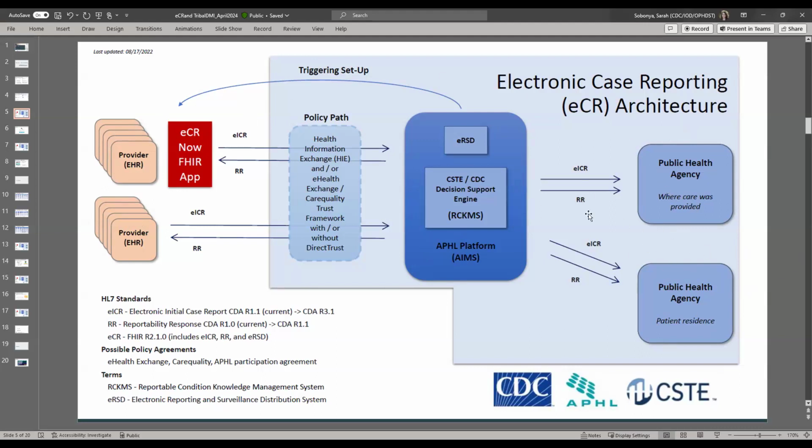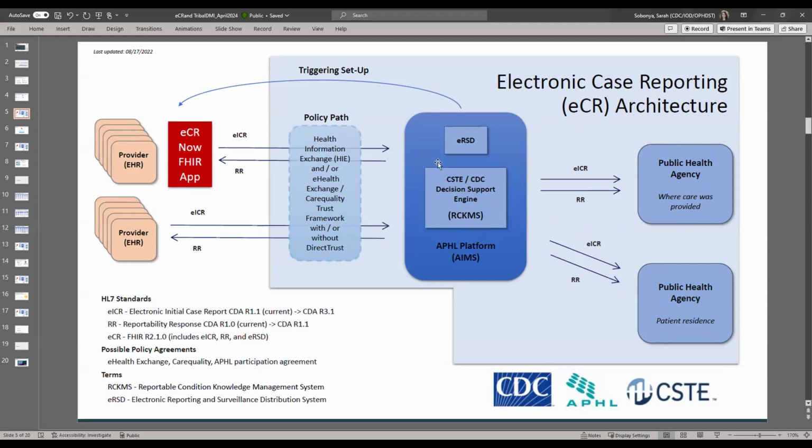One of the benefits for electronic case reporting is that your tribal public health department can receive data about one of your tribal members if they receive care somewhere else. So perhaps they go to a larger hospital or they're visiting another city, but they live on the reservation. That data can then be shared back with your public health department based on patient residence. And then you'll know which reportable condition your patient and your tribal member has.